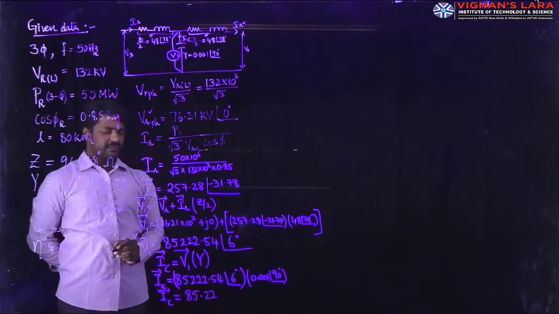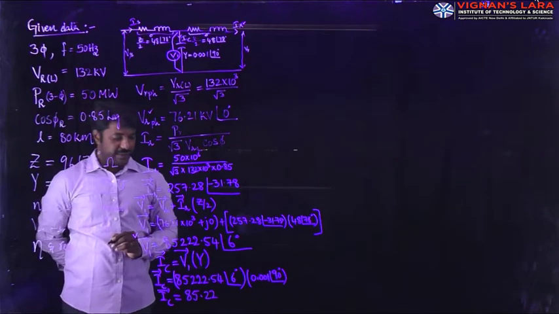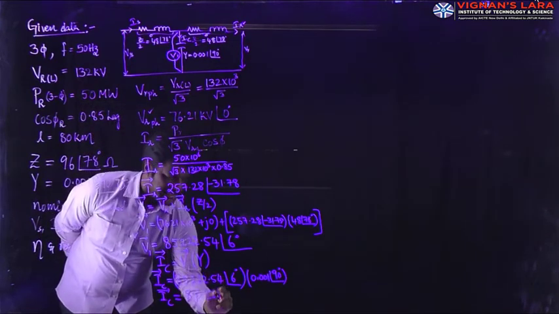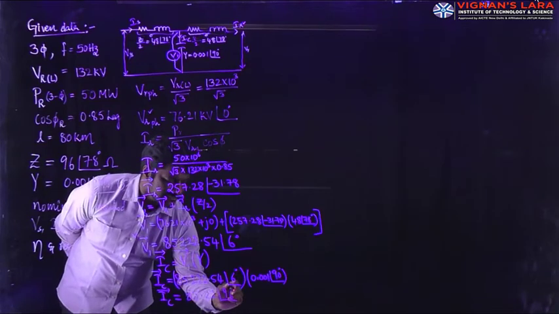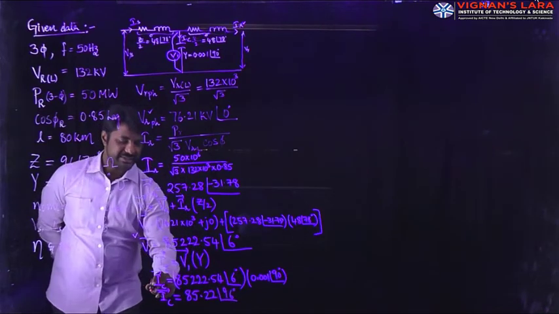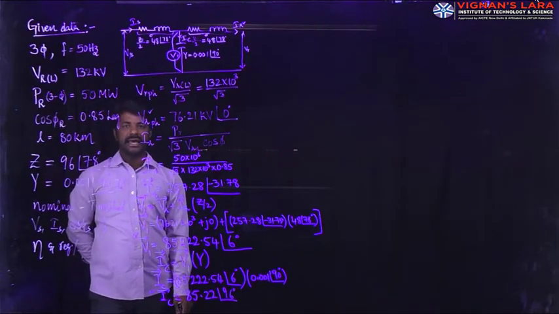This much amount of leading current will pass through the capacitor against a voltage of V1. So 85.22 amperes makes an angle of 90 plus 6, 96 degrees. At this stage we got the magnitude of capacitor current called IC.